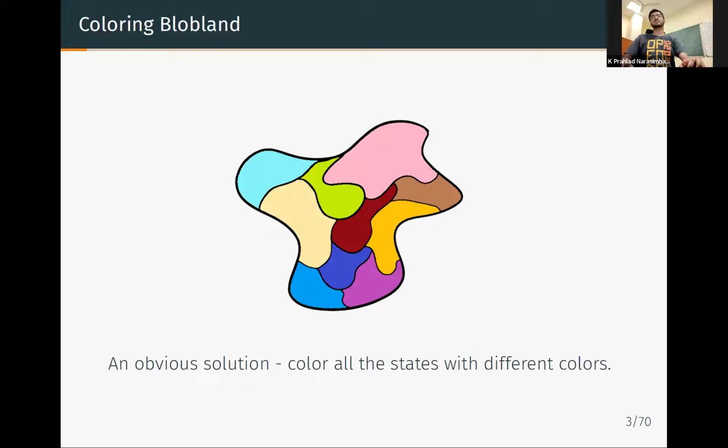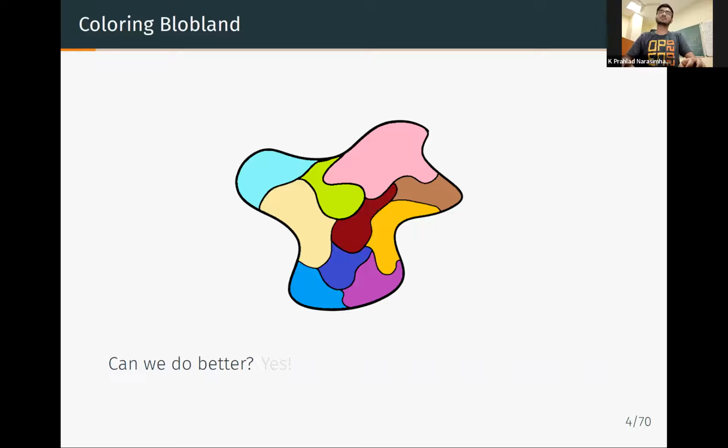There's an obvious way to do this, right? This country has 10 states, and if you just color each state by its own color, then no two neighboring states will get the same color. But we ask if we can do better, and the answer turns out to be yes. It's actually not very hard to see why. For example, the purple state at the bottom right corner, you can color it light blue, and you'll still be okay, because the other light blue colored state is far away. So we once again ask if we can do better, and the answer turns out to be yes.